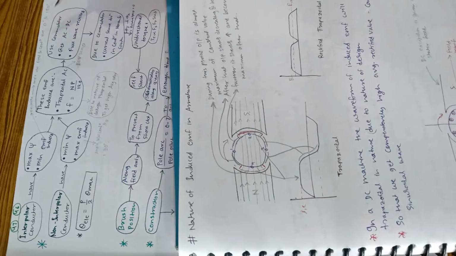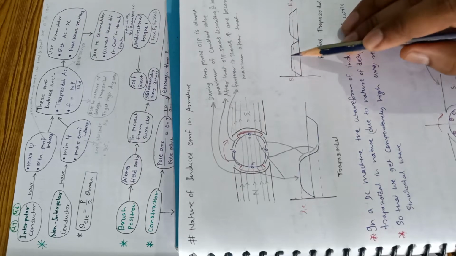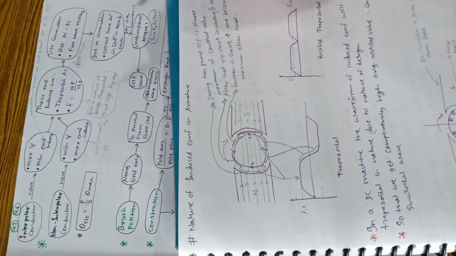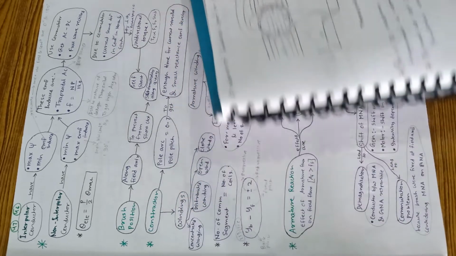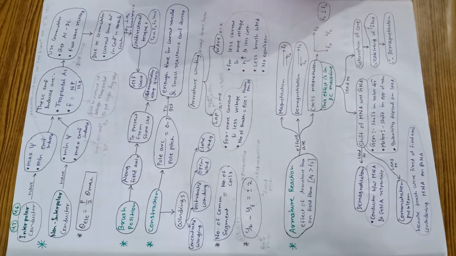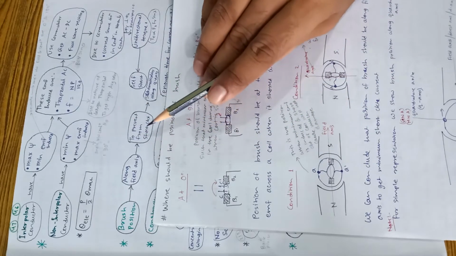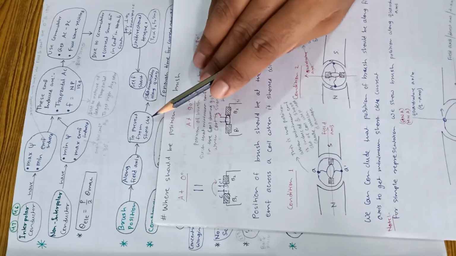And due to this commutator we do full wave rectification of AC to DC. See, due to this rectification we obtained DC. Full wave rectification is done. And this we have already understood that under north pole or under south pole, direction of the current will remain same in the conductor. Position of brush is along field axis, to prevent it from short circuit.